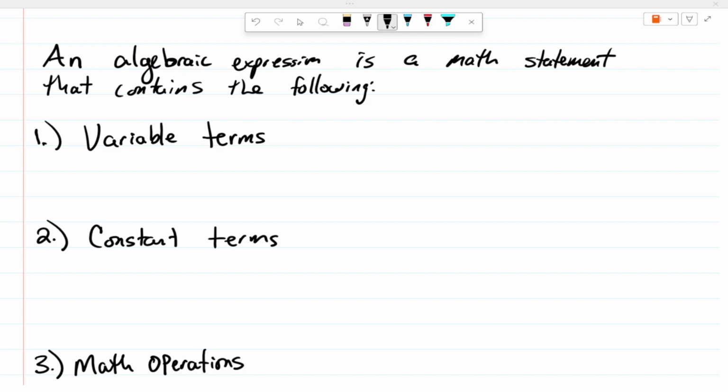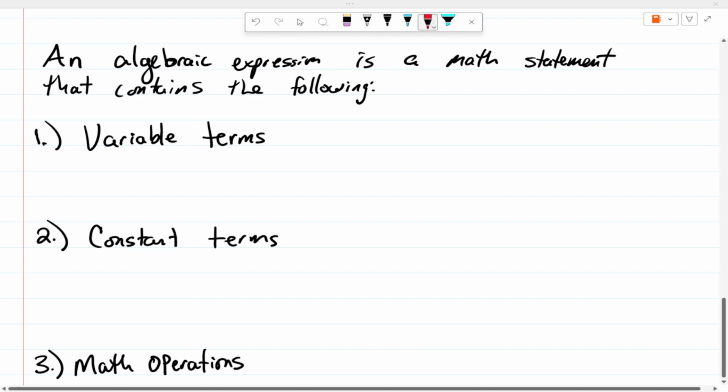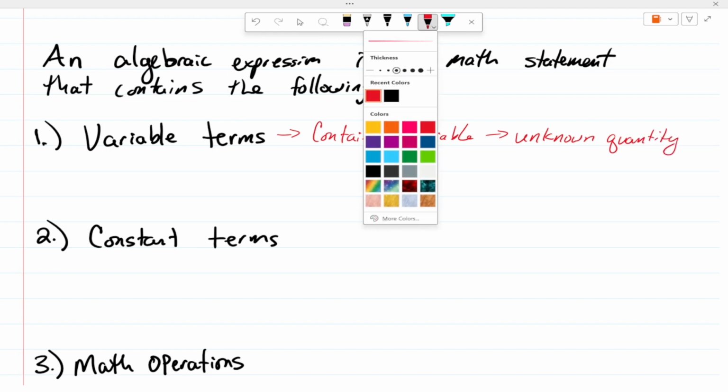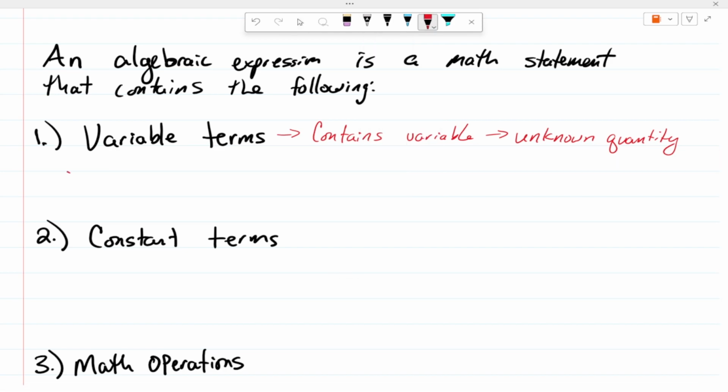Now, I'm going to start describing each one of these. So, for example, a variable term obviously contains a variable, all right, which is an unknown quantity. And here's what they look like. So variable terms can look like 3x or 1/2 y, or even something like -2x to the second, y to the third. I mean, it doesn't matter as long as it contains a variable.